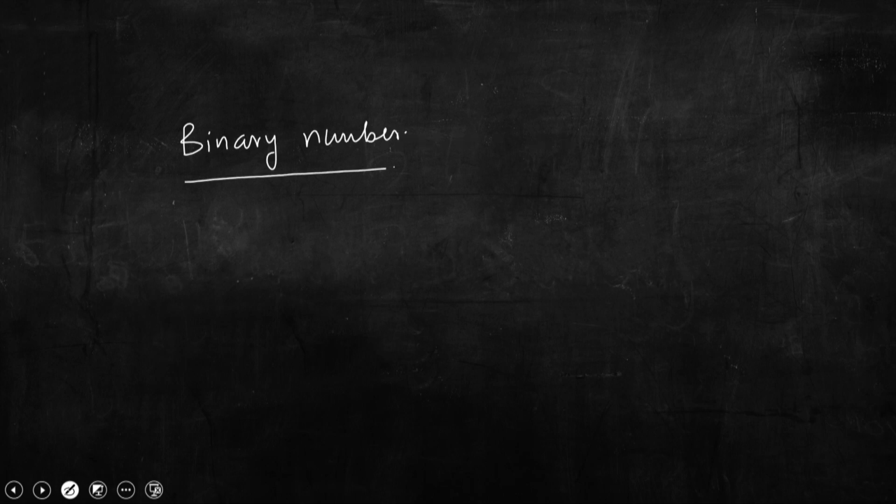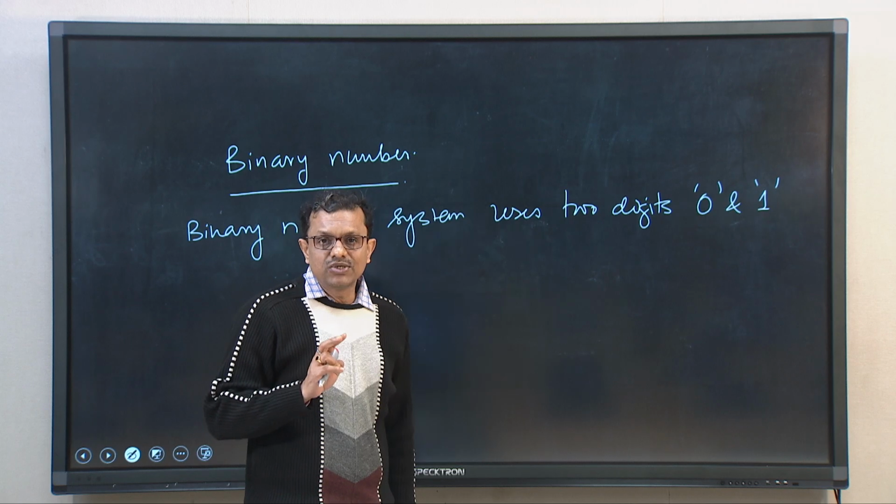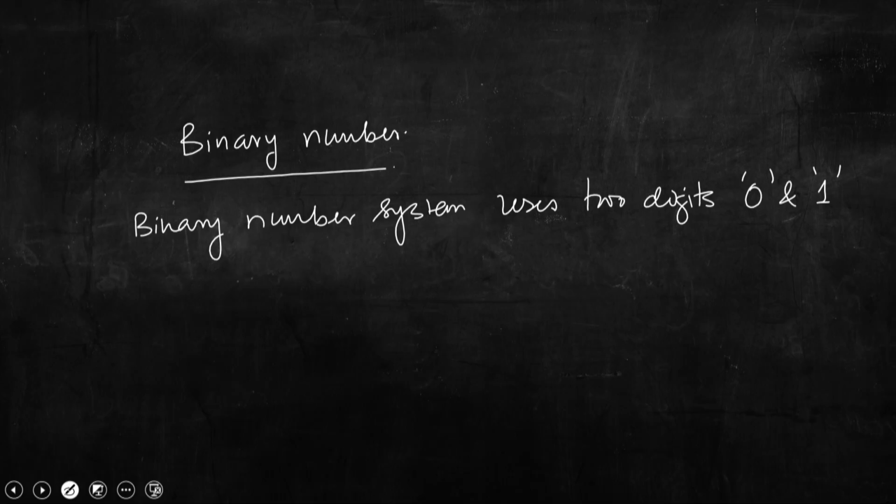So, now as I said, the binary number system uses 2 digits, 0 and 1. If the binary number system uses 2 digits 0 and 1, it is called a 2 base system.